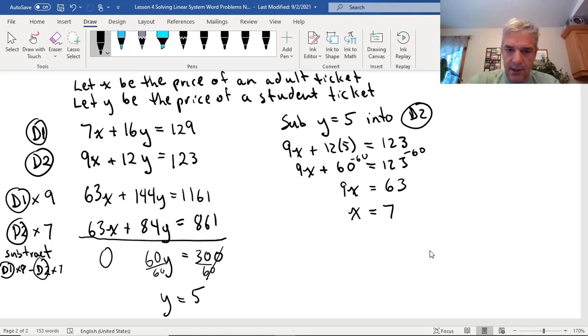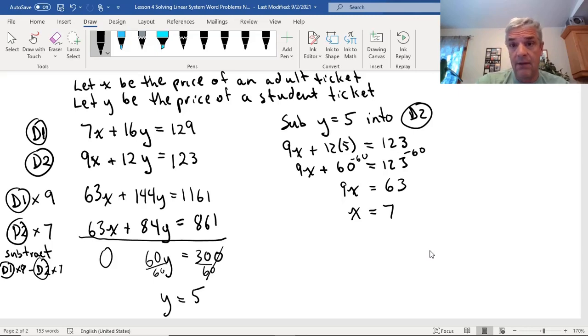So isn't that nice? They work out to nice even numbers here, $5 and $7. So the price of an adult ticket is $7. The price of a student ticket is $5. Does that make sense? Do we usually charge a little more for adults than students? I'd say that's normally the case. It would kind of be weird if I got my answer where the adults were paying less than the students, but that's not how it's working in this question.